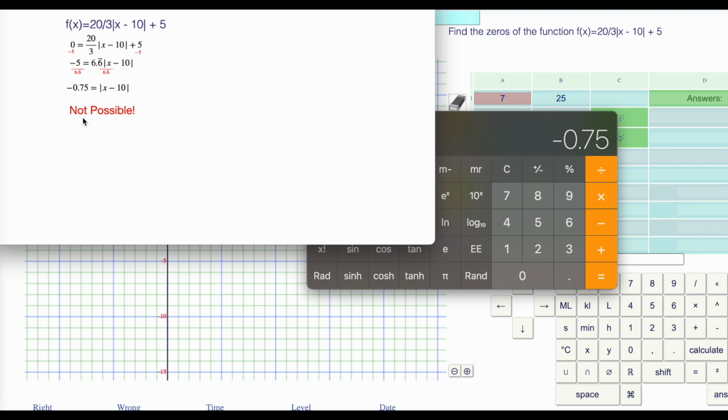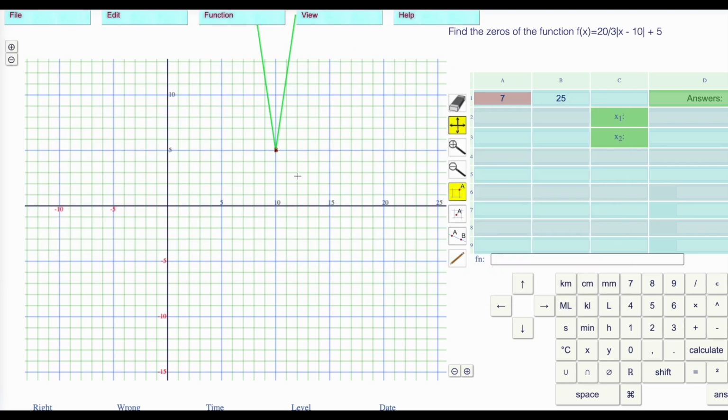This is not possible. Here, we can see why it's not possible, because your absolute value is opening up. It never crosses the x-axis. You have no zeros. I'm just going to write none, and then press the answer to see if we're right.